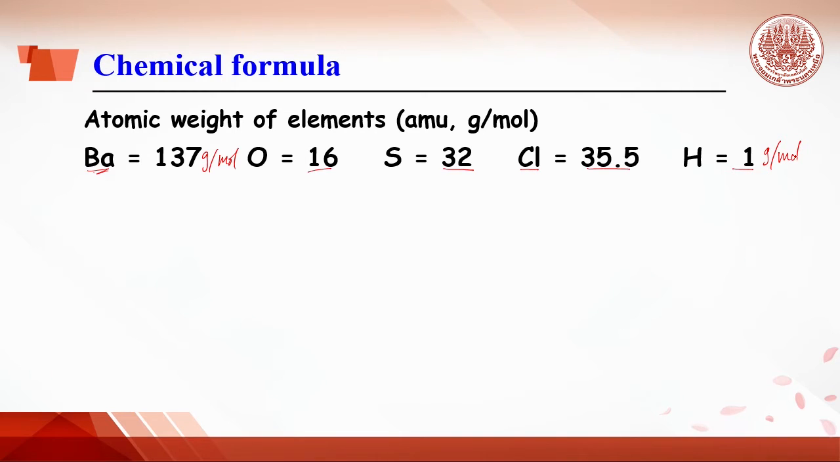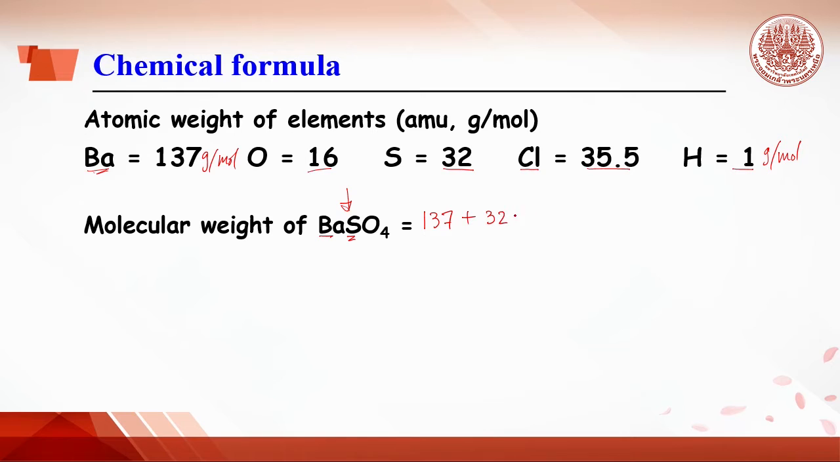For example, the formula of barium sulfate is shown like this. The molecular weight of this compound is equal to barium 137 plus sulfur 32 plus oxygen 16. They have 4 atoms, so it is equal to 233 grams per mole. So what is the meaning of this number?